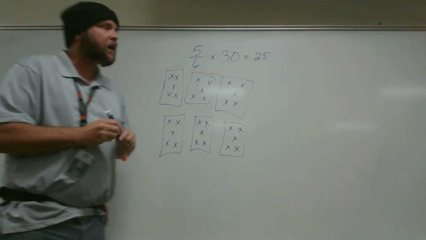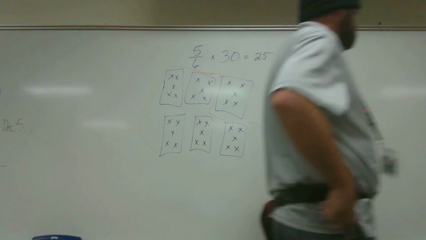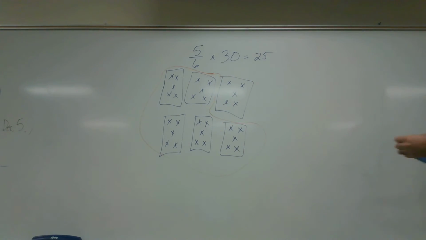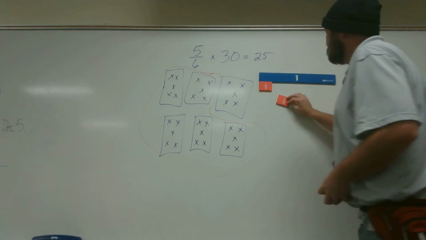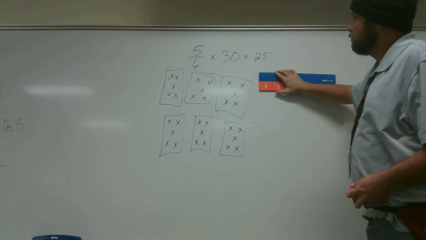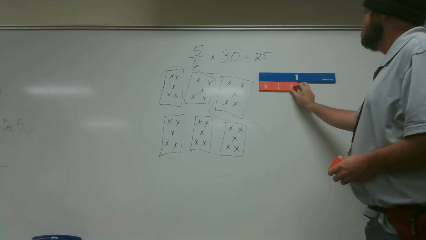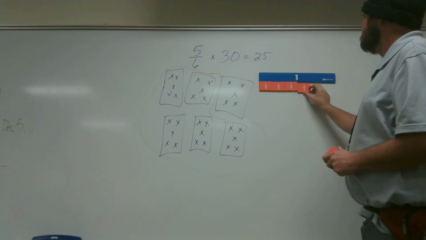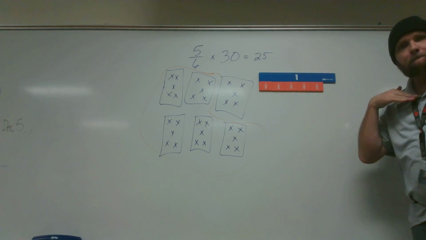And if we think about that, 5/6 is close to 1 whole. Let's look here, I've got this handy dandy thing. There's 1 whole, and let's look at our 5/6. 5/6 is close to 1 whole. And so 5/6 of 30 should be pretty close to 30. And is 25 close to 30? Boom, shakalaka, it is.